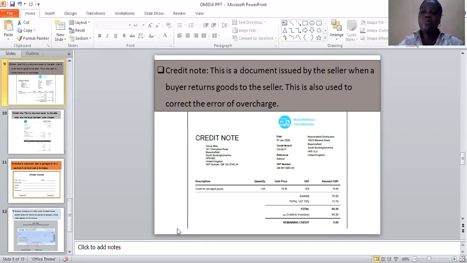No, he would rather return it, and for the seller's account to be balanced, he is going to issue credit notes to show that the money you paid for initially, some goods have been returned concerning it, and money has to be returned back to the buyer. And credit note is usually used to correct the error of overcharge.